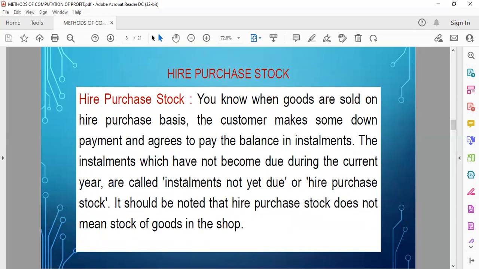Then we can see the hire purchase stock. We know when goods are sold on hire purchase basis, the customer makes some down payment and agrees to pay the balance in equal installments. The installments which have not become due during the current year are called installments not due, or hire purchase stock. It should be noted that hire purchase stock does not mean stock of goods in the shop.